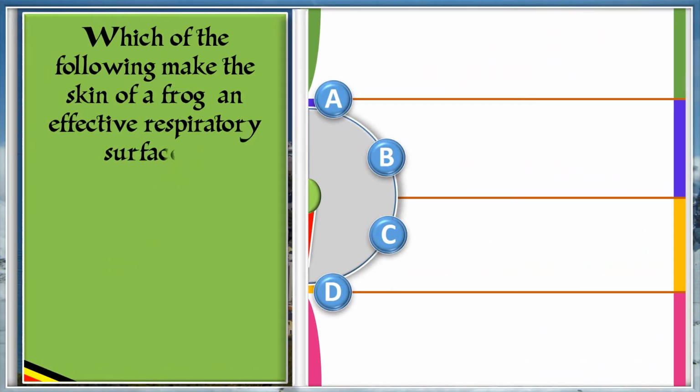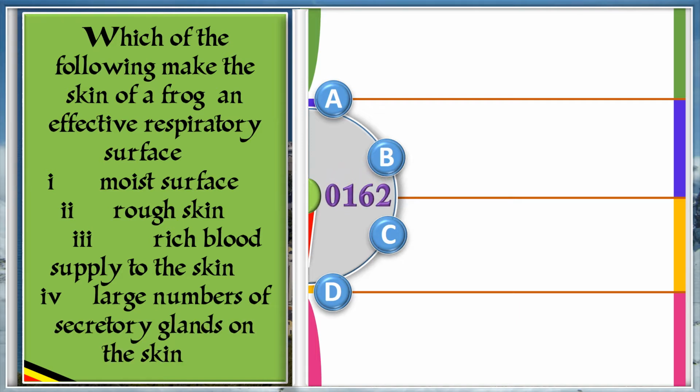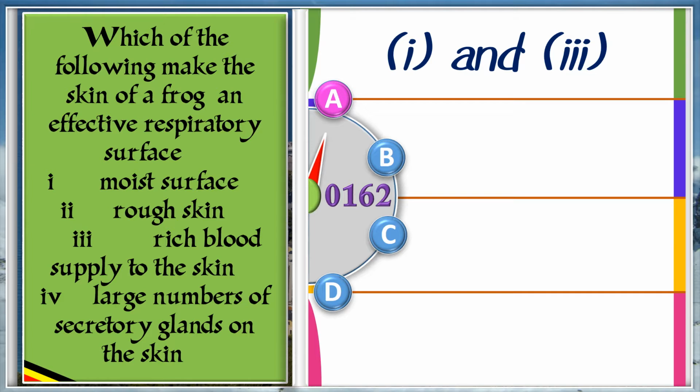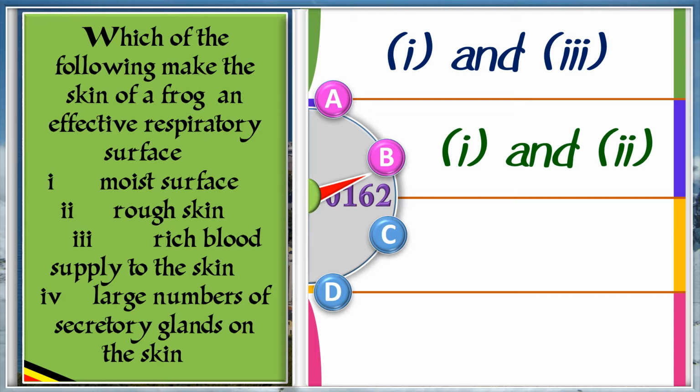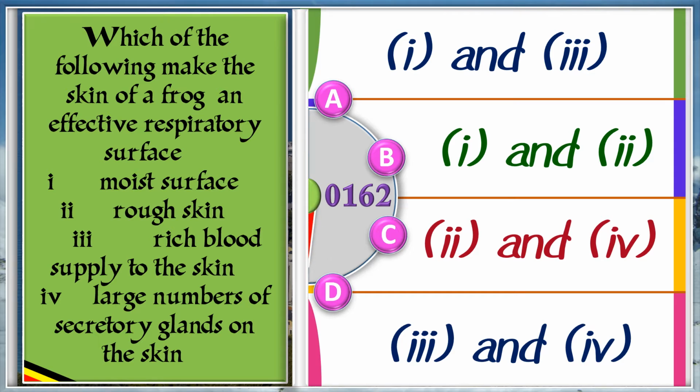Which of the following makes the skin of a frog an effective respiratory surface? 1. Moist surface. 2. Rough skin. 3. Rich blood supply to the skin. 4. Large numbers of secretory glands on the skin. A. 1 and 3. B. 1 and 2. C. 2 and 4. D. 3 and 4. And the answer is A. 1. Moist surface, and 3. Rich blood supply to the skin.